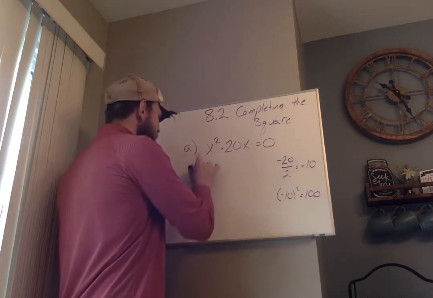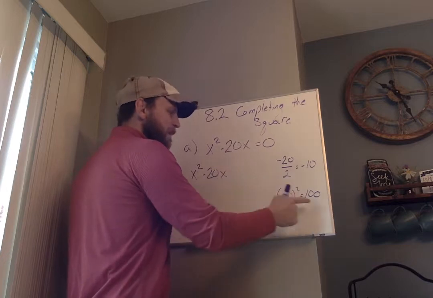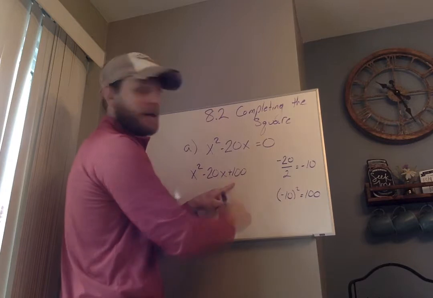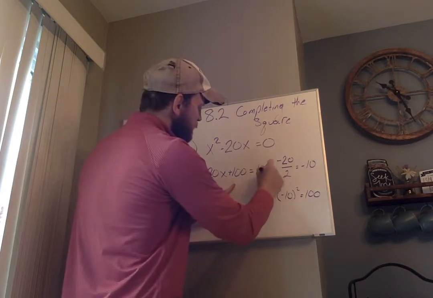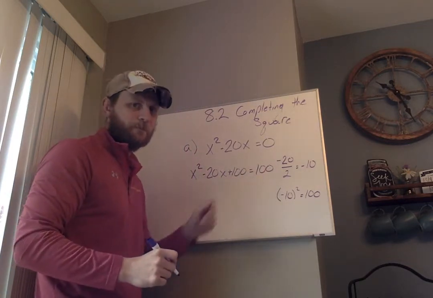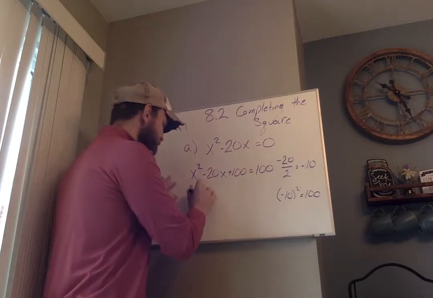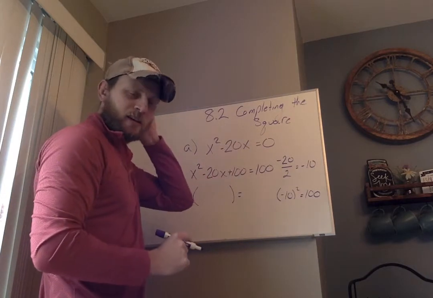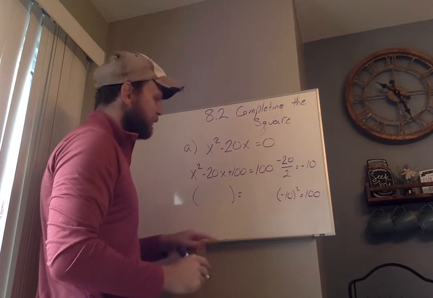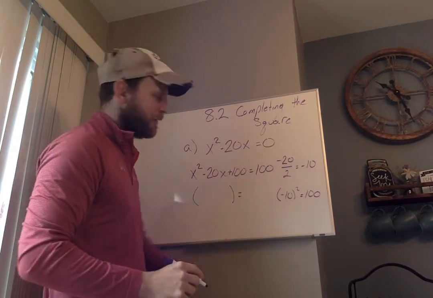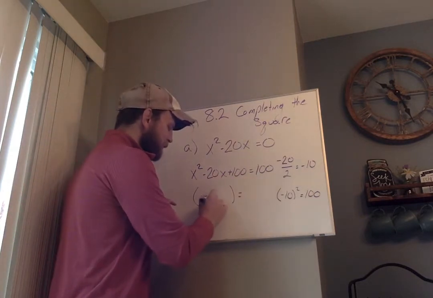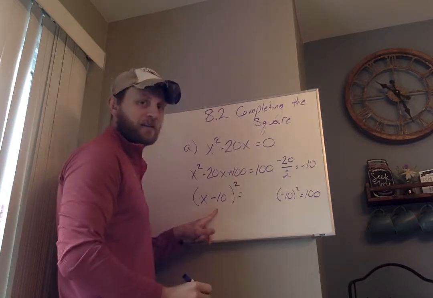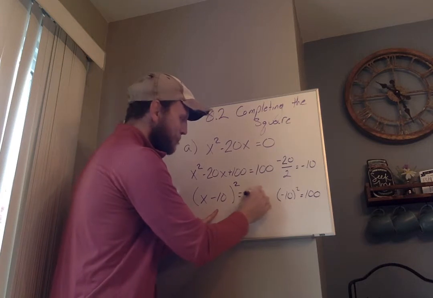So here we go. We're going to do x squared minus 20x plus 100. I'm adding 100 to the left side, so now I have to add it to the right side. Notice that the left side is now a completed square. This is where these numbers come from. I use this number, and that number comes into play right here. So x minus 10 squared equals 100.